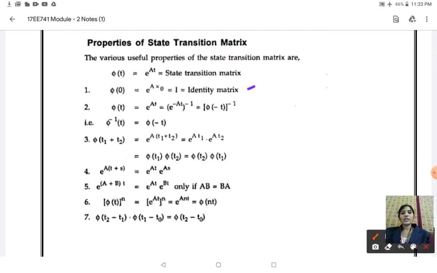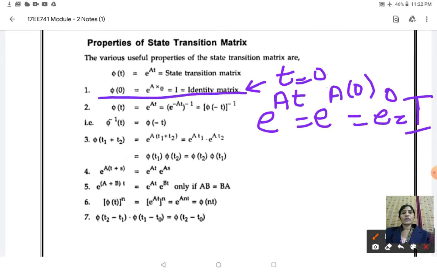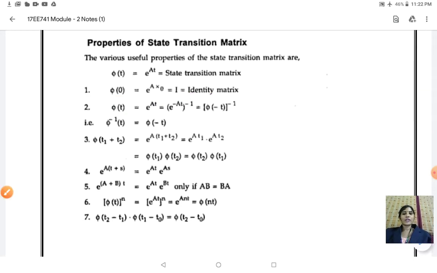Now the second one, when you apply t is equal to 0, you will get e to the power of at. So at t is equal to 0 means e to the power of a into 0. You will get e power 0, which is nothing but 1. So it is nothing but your identity matrix. It is the first property. When you apply t is equal to 0, you will be obtaining the identity matrix.